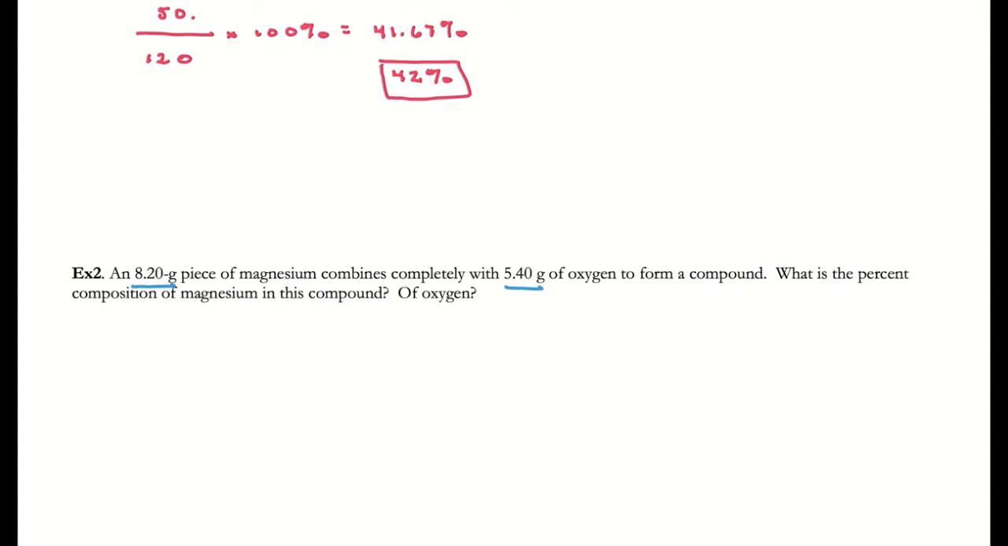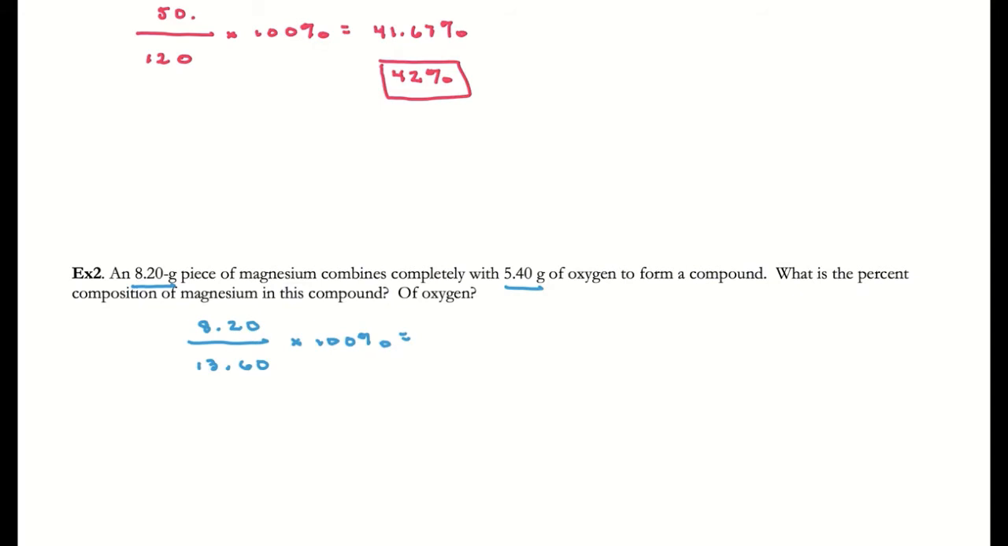Remember, just like above where I took the weight of water and divided by the total, now I'm going to take the mass of magnesium, because that's what I'm asking about, 8.20, and I'm going to divide by the total mass. Right now I don't know the total mass. I know the mass of magnesium, and I know the mass of oxygen. So when I add those together, that gives me the total mass, which will be 13.60. Multiply that by 100%, and that will tell me what percent of this compound, magnesium oxide, is magnesium.